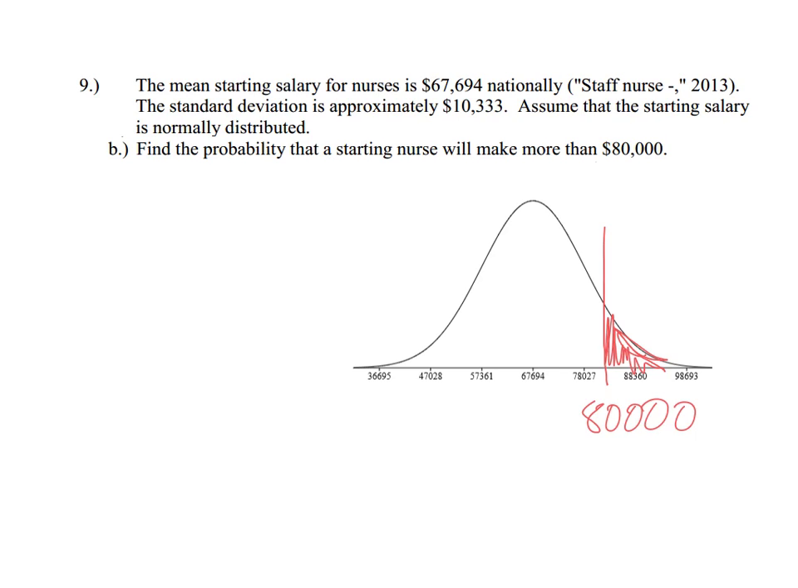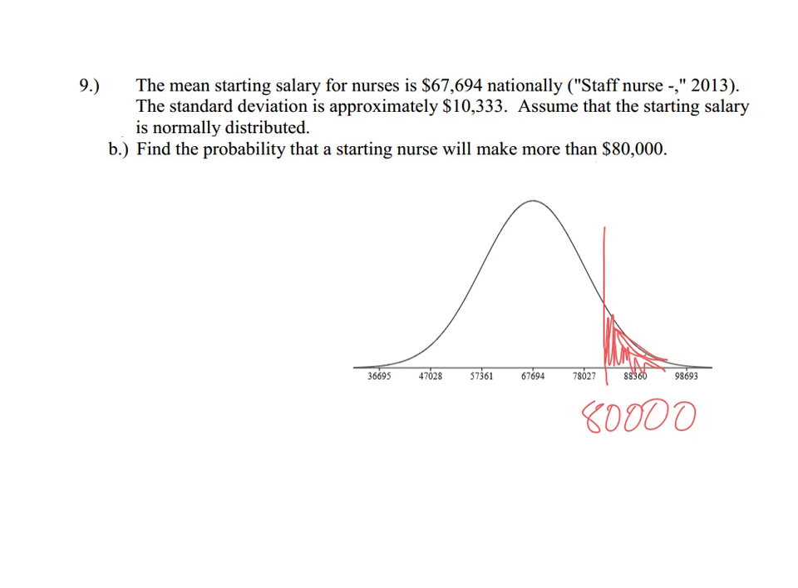So for part B, they want us to find the probability that a starting nurse will make more than $80,000. So I took that same sketch. What I want you folks to do, even if you're using technology, is make a quick little sketch, put the mean in the middle, mark 80,000, and then shade above it. And that'll help you decide what to do with the normal CDF and all that.